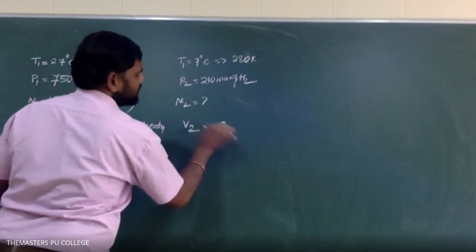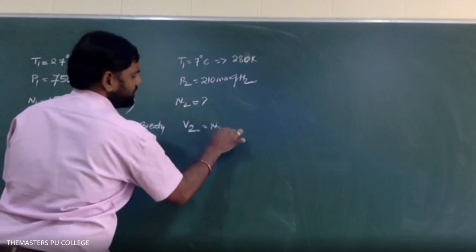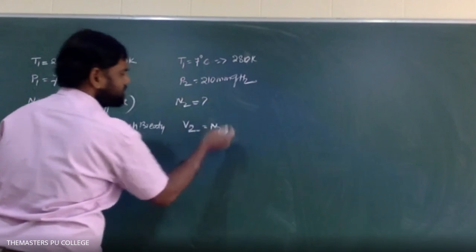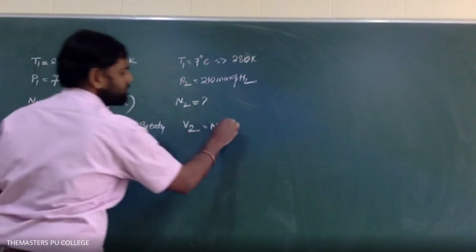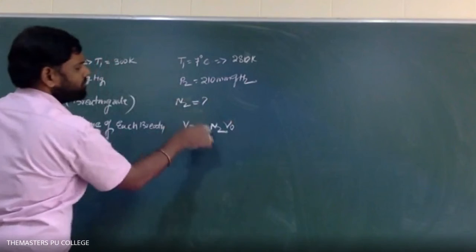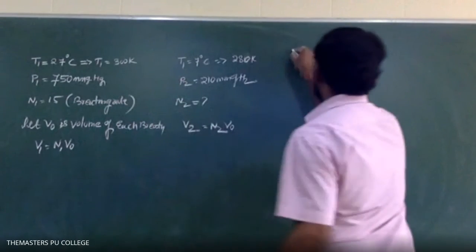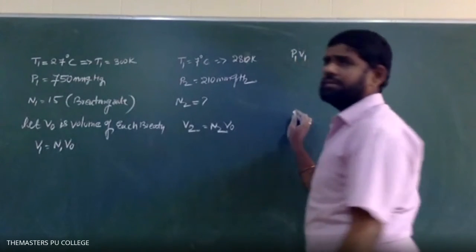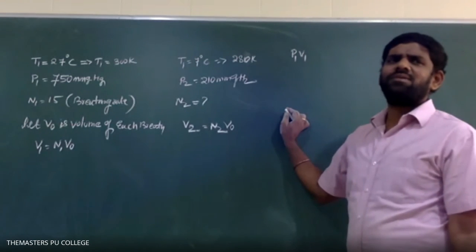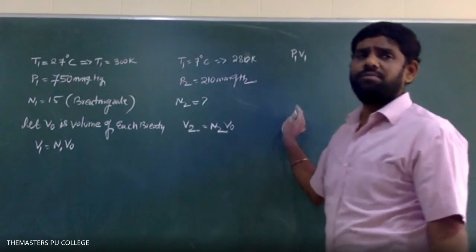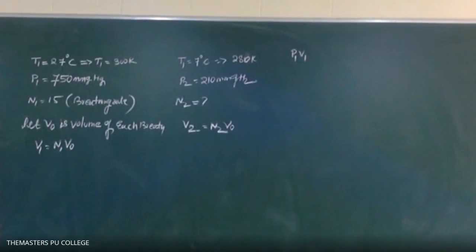Here V2 is also per minute only. N2 is the number of breaths, and the volume of each breath, since the same man was moved from the bottom of the mountain to the top, let it be V0. Then we want N2. So from this relation, what can I write? Ideal gas equation. First we need to calculate the volume. We are asked for the breathing rate.